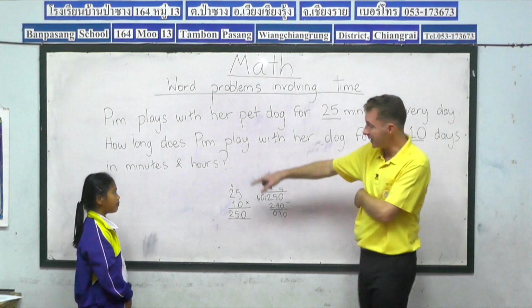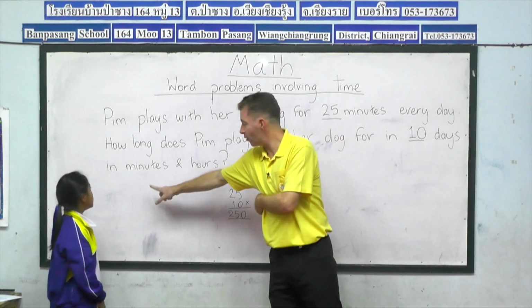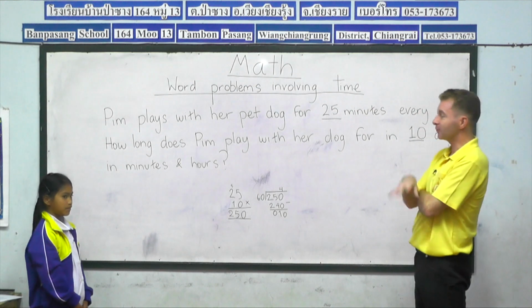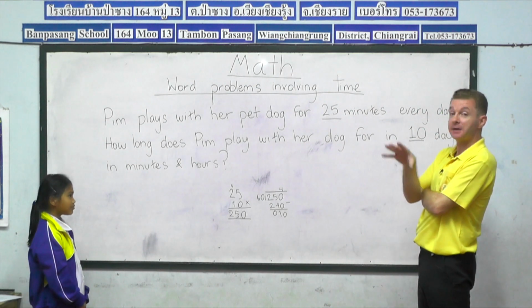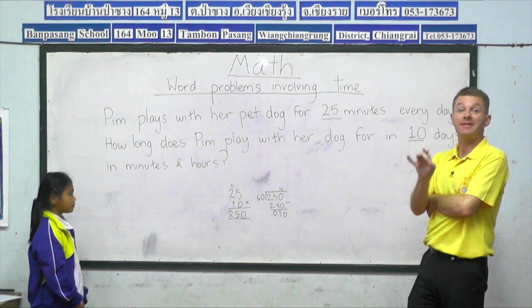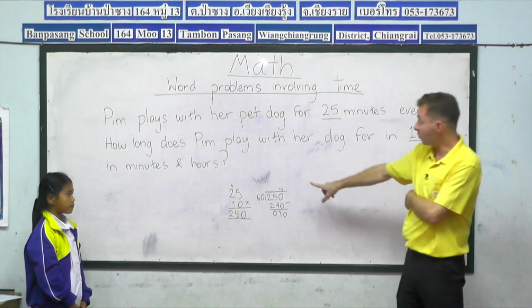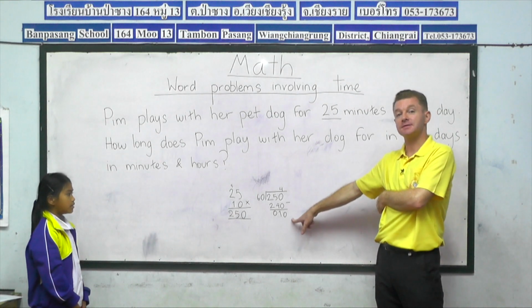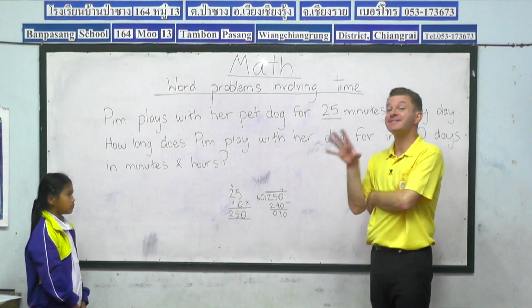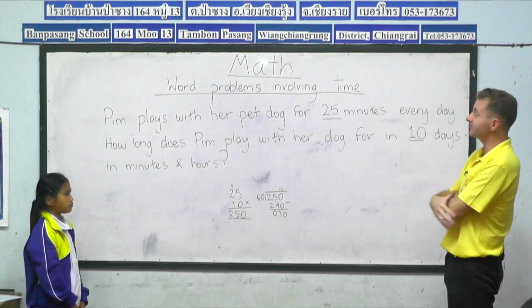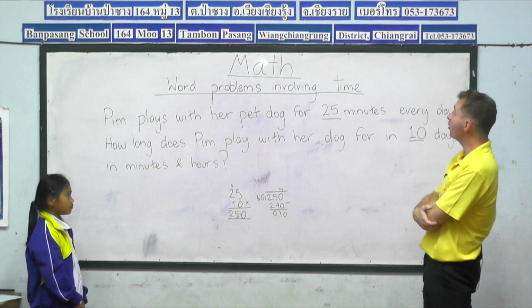So we have our answer. We can say 4 hours and 10 minutes. So altogether, guys, Pim plays with her pet dog for 4 hours and 10 minutes over 10 days. And that's how we can answer word problems involving time.